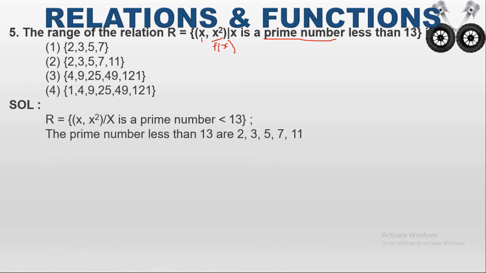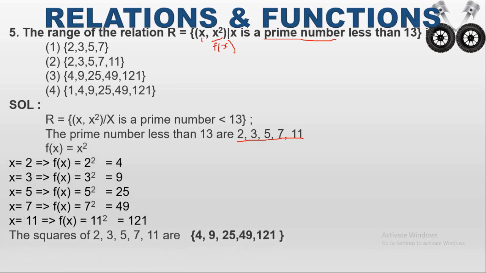So solution. First we have to write the prime numbers which are less than 13. So the numbers are 2, 3, 5, 7 and 11. So these are the x values. Next we have to find the f of x values. The f of x value is taken as x square, that is the output of x.